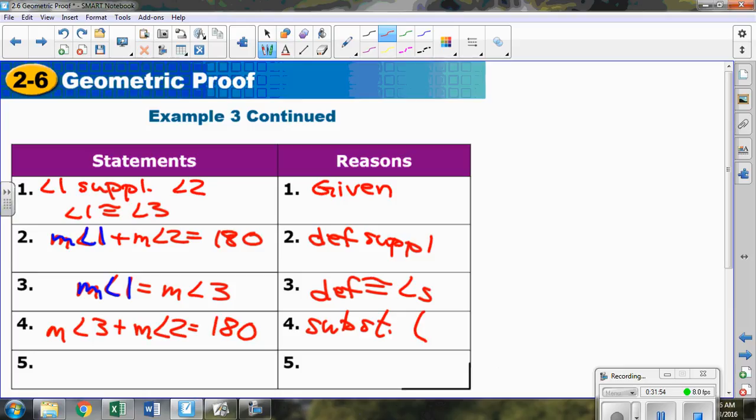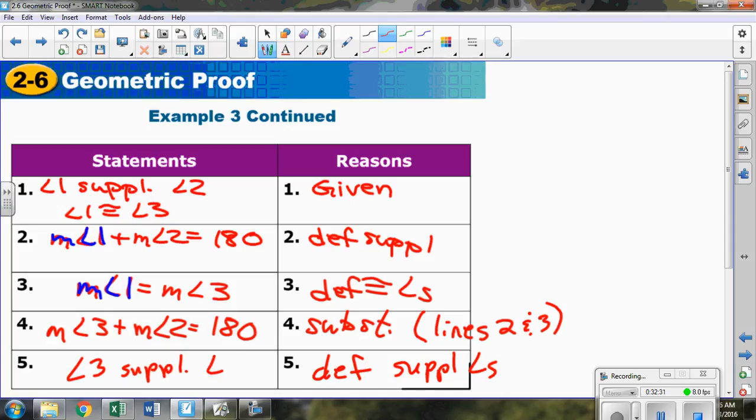And this is a piece where, just as an additional piece that may be helpful, I'm going to put down lines 2 and 3 here, just as an additional comment to say, look, this is where I'm working. It's not something that's necessary, but it just helps communicate a little bit better. Then what? Well, this is exactly what we were trying to get. According to the definition of supplementary angles, angle 3 is supplementary to angle 2. And we're done.